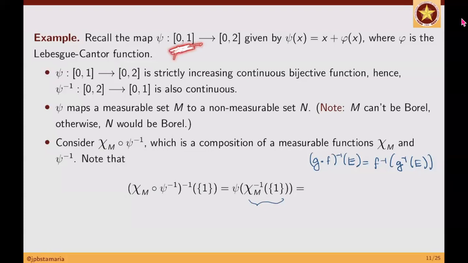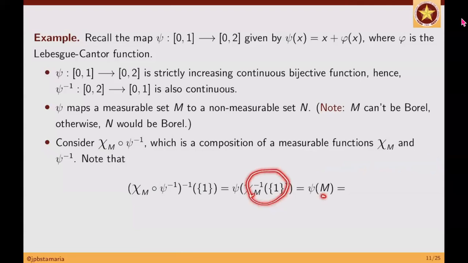Lahat ito ng mga points sa close interval 0, 1, na ang image ay equal sa 1, kasi yun lang ang laman ng set. Characteristic function ito, so definitely, ang mga nagpupunta sa 1 ay yung mga nasa M. Pag wala ka sa M, 0 ka. Ang gusto natin ay inverse image ng singleton na 1. Kaya, ang inverse image ng 1 ay yung M mismo, kasi yung mga nasa M ang exactly may image na value ay 1.